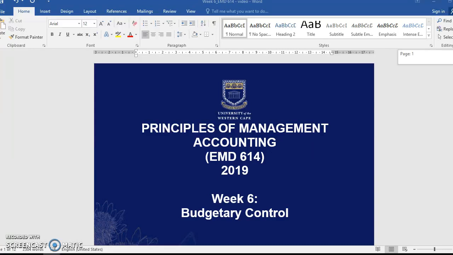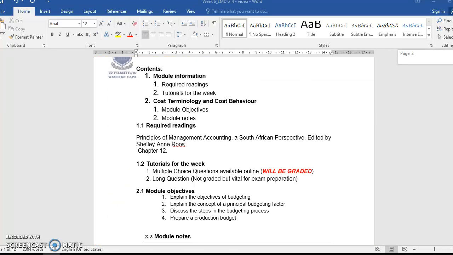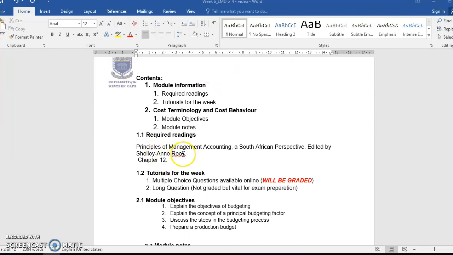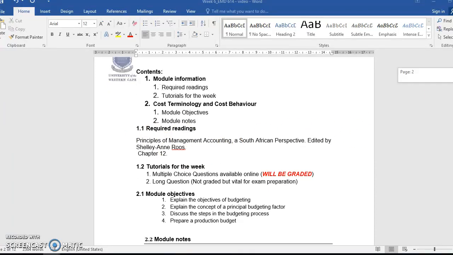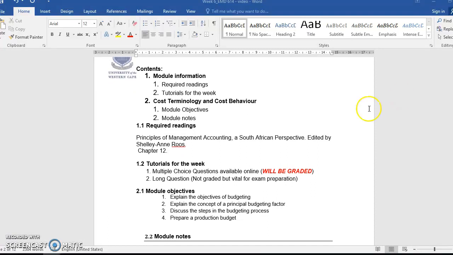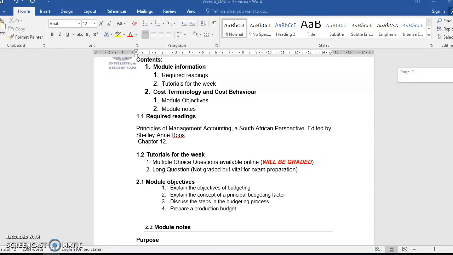So this is week 6, which is budgetary control, and this will be chapter 12 in your textbook. Again, the notes are sufficient to prepare you for the final exam. However, I do encourage you to read the textbook. It just gives extra insight, which you may not get from the notes or from the videos. And again, there will be multiple choice questions, and there's a long question which will be vital to attempt if you want to prepare for the final exam.